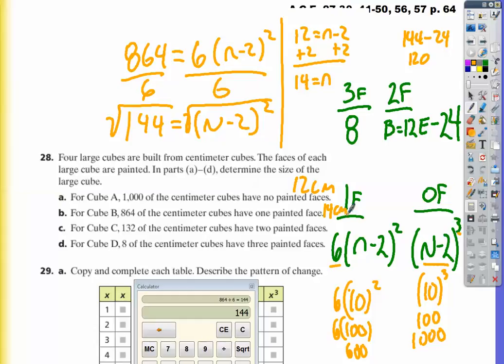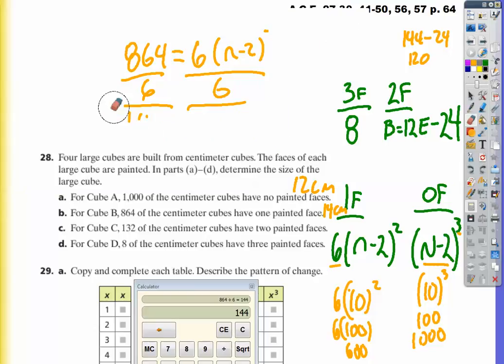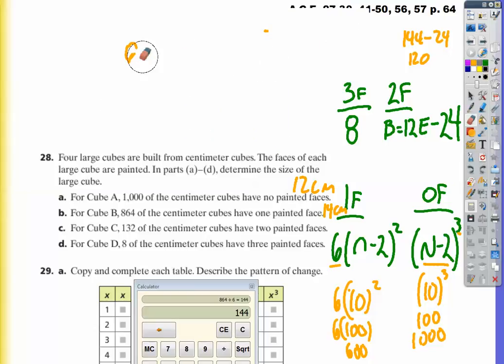For cube C, 132 of the centimeter cubes have 2 faces painted. Same deal. So we plug it into our equation. 132 is equal to, and this is 2 painted faces, 12e minus 24.